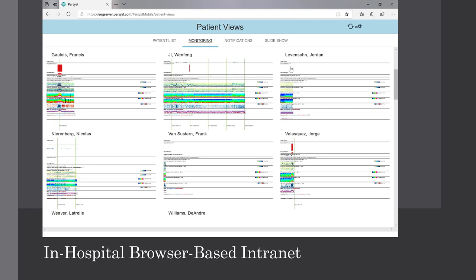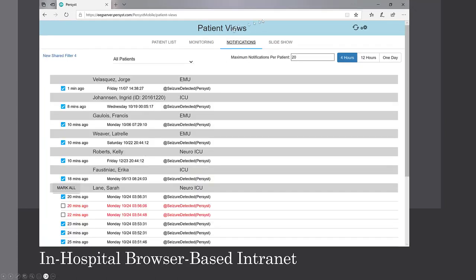Now, that display of multiple patient trends in a single window, with Persyst Mobile, you can use that on a hospital-based intranet, so using it within the hospital local area network. You could have a display showing the same thing, where we're looking at live trending for each patient. And if we look at the notifications link that's shown here in the browser, we can get live notifications.